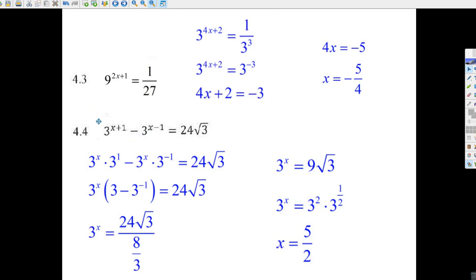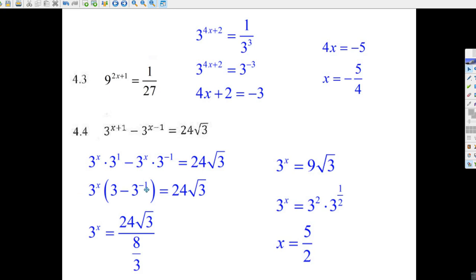This is a factoring question. We're going to factor this. 3 to the x is in both of these things. If you write it as 3 to the x times 3 to the 1, that's what equals 3 to the x plus 1. And 3 to the x times 3 to the minus 1, that equals this part. Now you can see super clearly that this factor is in both. You pull it out, 3 to the x times 3 to the 1 times 3 minus this 3 to the minus 1. Well, that's it.